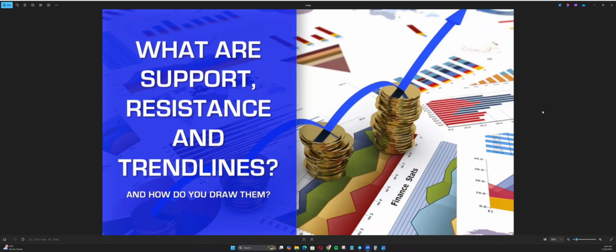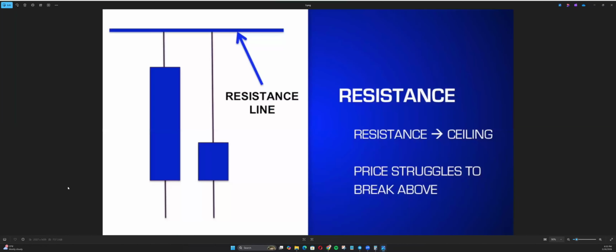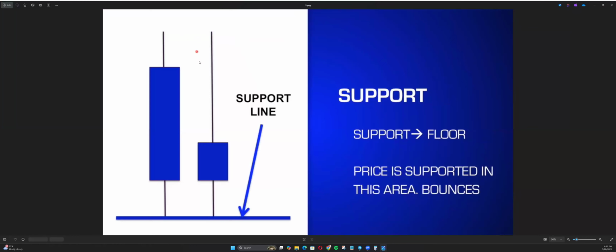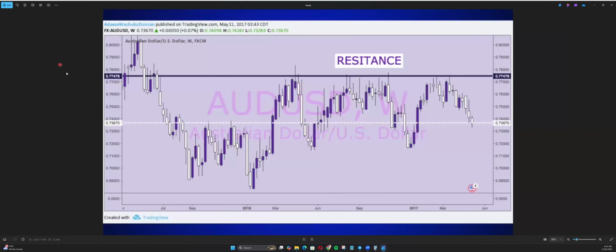Okay, let's go. So what are supports, resistance, and trend lines? All right. Now, let me go over to this. Remember this picture, right? When we're talking about candlesticks. Remember I told you something about resistance being the ceiling and support being the floor, right? Yeah, support being the floor. Remember I told you something like this. So in the chart now, you're going to see something like this.